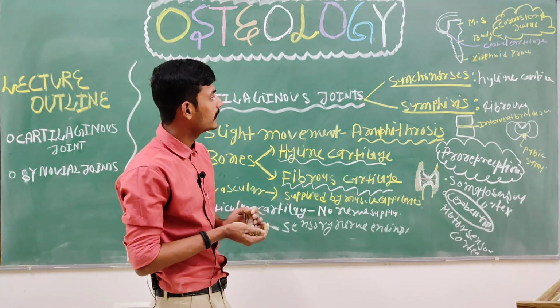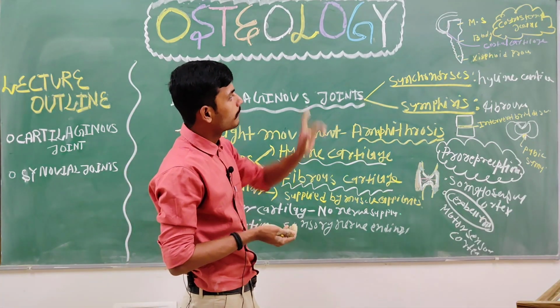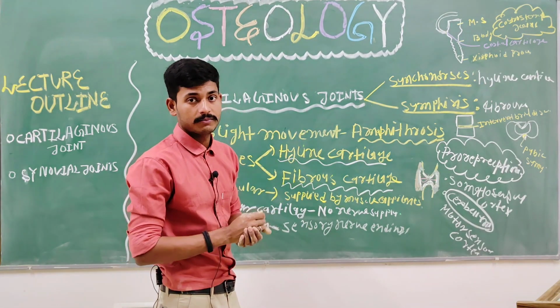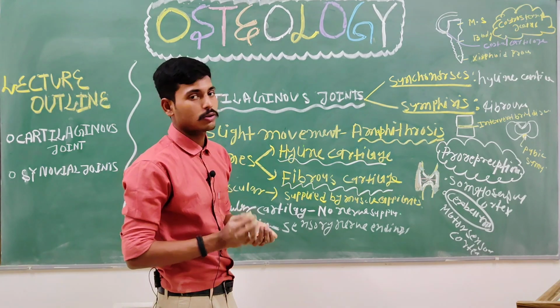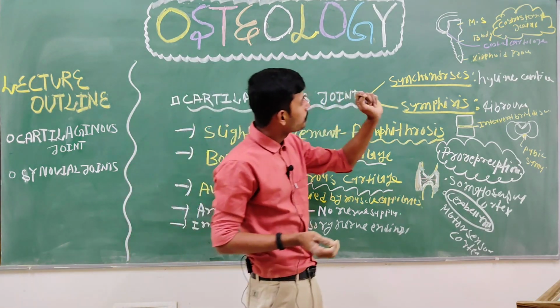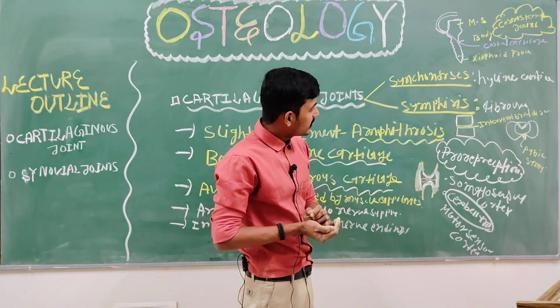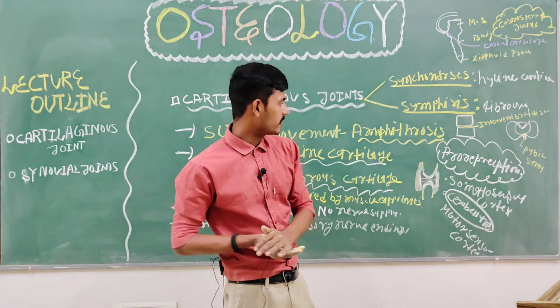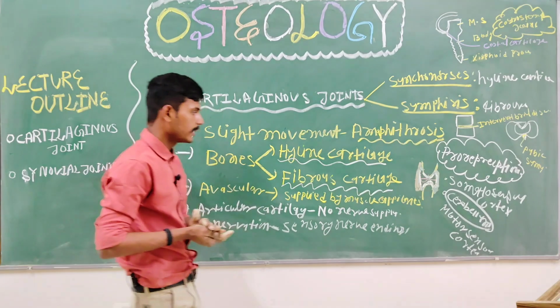The example of synchondrosis is the joint between the first rib and the sternum, and that joint is called the costosternal joint. The next is the symphysis. Examples of symphysis are the intervertebral disc and the pubic symphysis. Understood? No problem. Shall we move ahead?